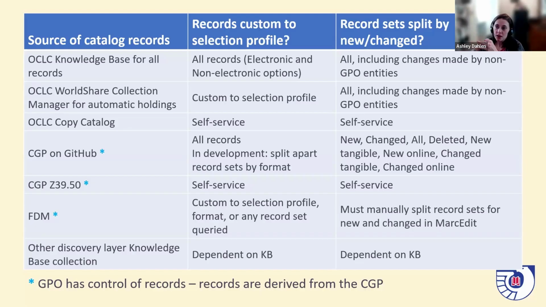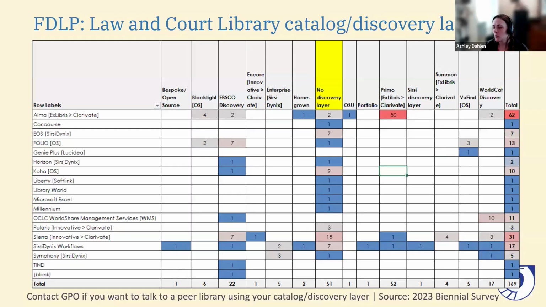So it's the CGP on GitHub, Z39.50, or FDM. Those are official GPO sources, although technically the CGP is the official source, but they're all CGP or derived from the CGP. We have control over those records. Once the records are out on OCLC, though, we don't have control over them in quite the same way. So you're going to see things on OCLC records that you won't see on our records or anything derived from our records.